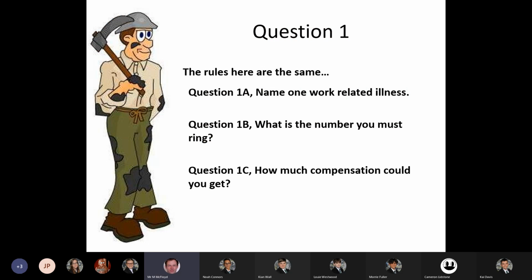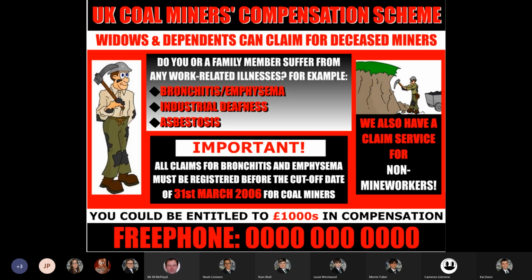Question 1b. What is the number you must ring? Be careful on this one. It is asking for a long number, so you'll need to make sure you have exactly the correct number for 1b. What is the number you must ring? Cameron has responded with 000 space 000 space 0000. Harley has responded the same. Both answers are correct and both would get one mark.